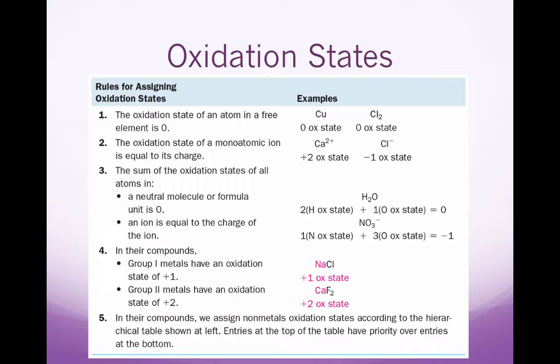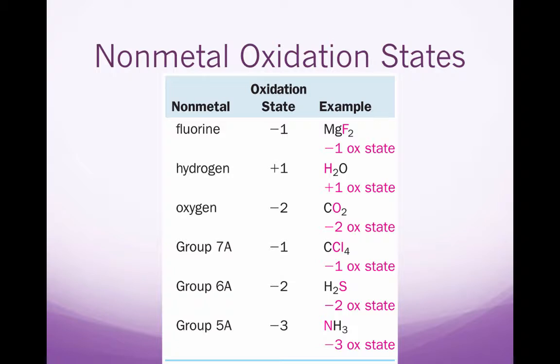And then finally, in their compounds, we assign nonmetal oxidation states according to the hierarchical table shown in the previous slide. Entries at the top of the table have priority over entries at the bottom. So this is the hierarchy. Fluorine, you'll always assign first as -1. Hydrogen, you'll always assign as +1. Oxygen, you'll always assign as -2, and so on and so forth.